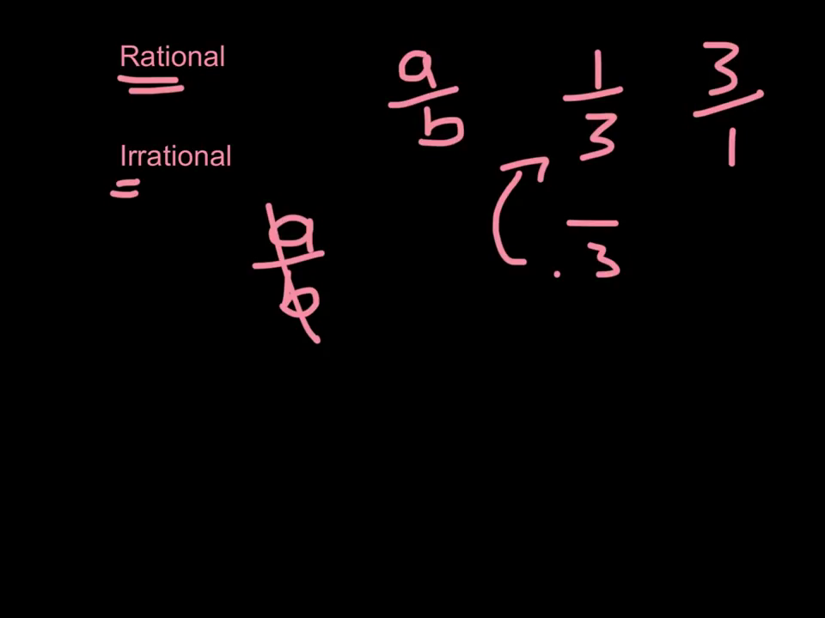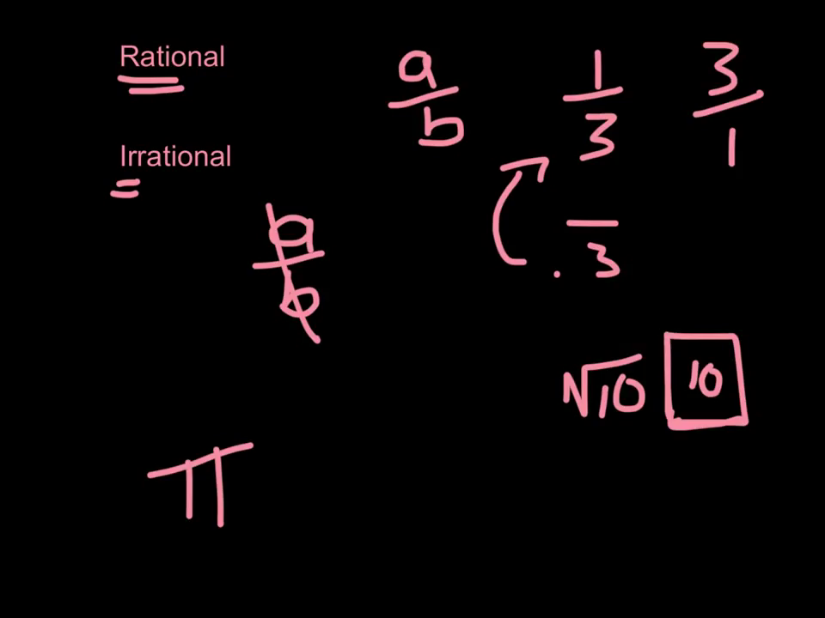Irrational numbers are numbers, say for example, if you had a square with an area of 10, the side of that square is the square root of 10, which is a number that doesn't end and doesn't repeat. If it repeated, we could turn it into a fraction and it would be rational. Another famous irrational number is pi. It doesn't end and it doesn't repeat as far as we can tell.